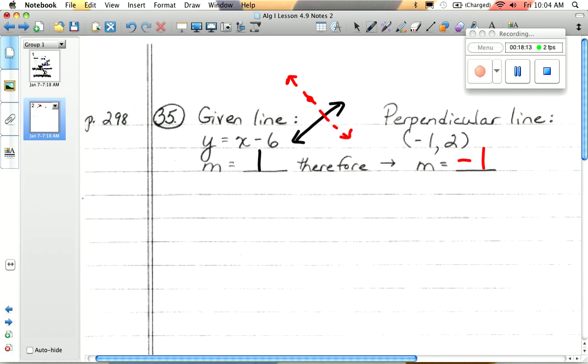Well, that's all the information we need. Now remember, yesterday you get to choose which way you like to do it. You like to do the y equals mx plus b method, find b, and then set up your equation, or you want to use point slope form and get it put into slope intercept form. I'm going to do my favorite, which is the point slope form way.